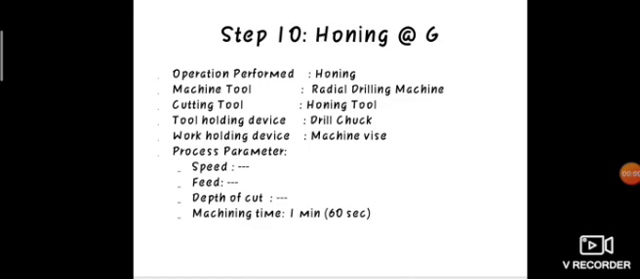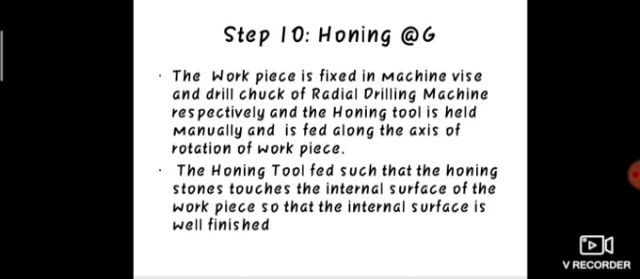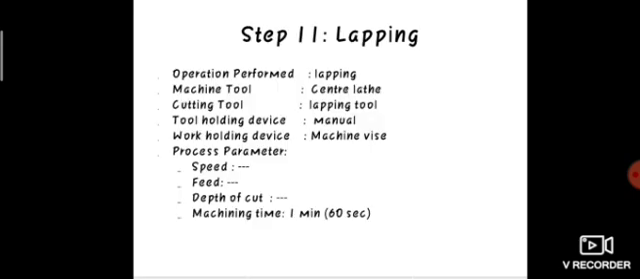As shown, step 10 is honing. Honing is a finishing process. The machine tool is radial drilling machine. Cutting tool is honing tool. Tool holding device is drill chuck, and work holding device is machine vise. The process parameters are speed, depth of cut, and the machining time is 1 minute. The honing tool is fed with rotation against the internal hole, which cleans the surface with smoothness and polishing.